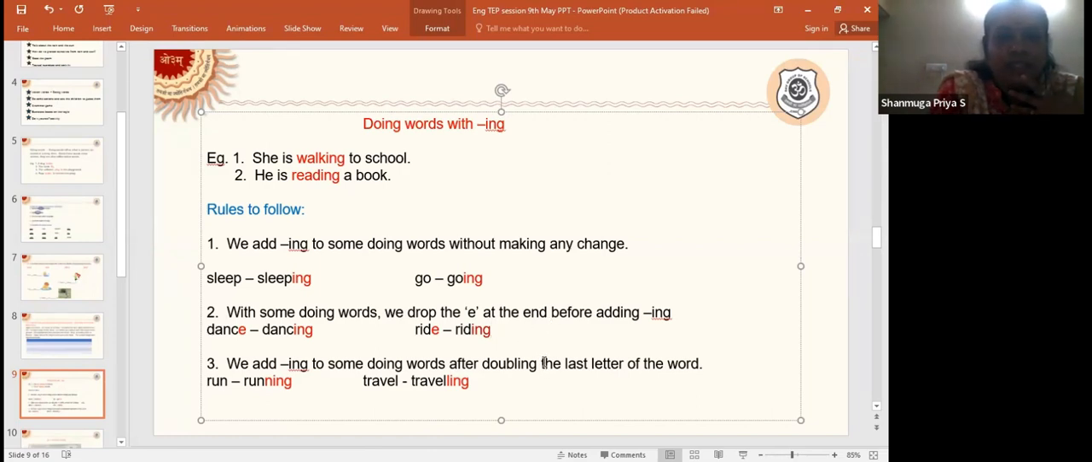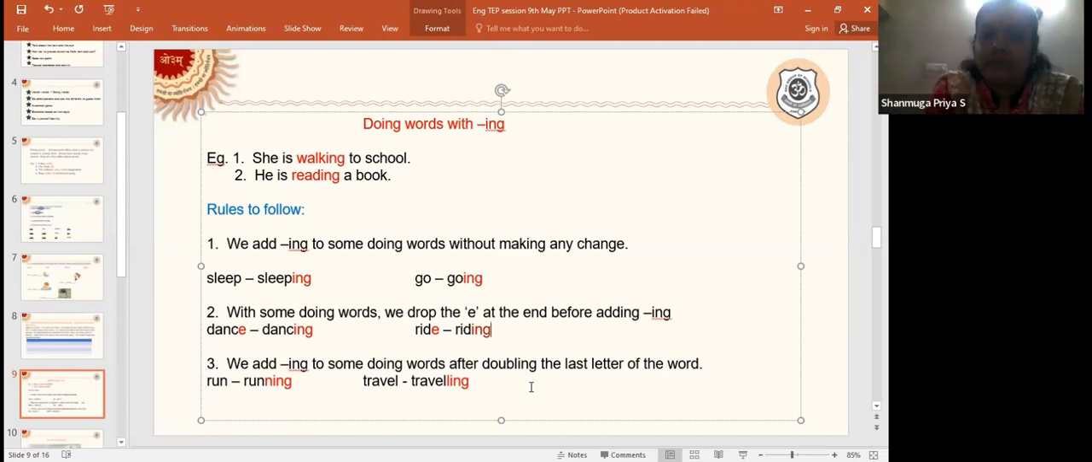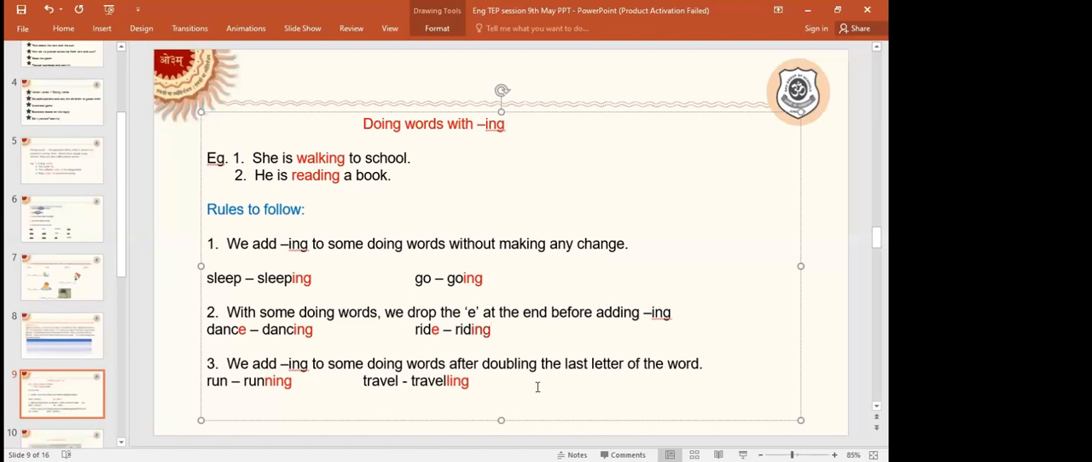And then the third rule is, we add ing to some doing words after doubling the last letter of the word. For example, running. The last letter is N. We have to double the last letter and then add ing. Now you can come up with examples.